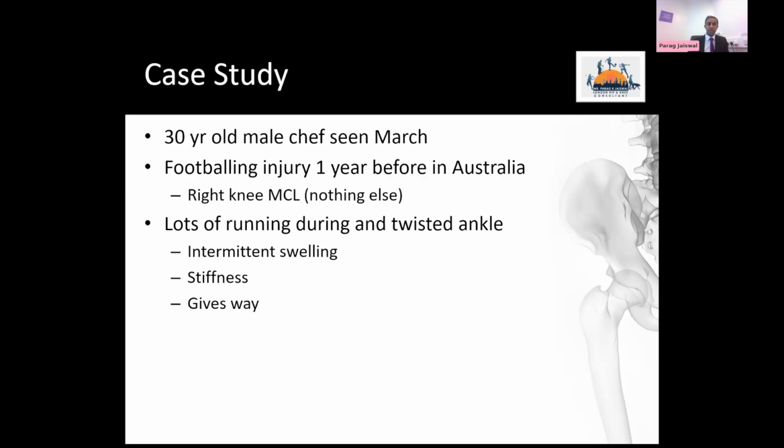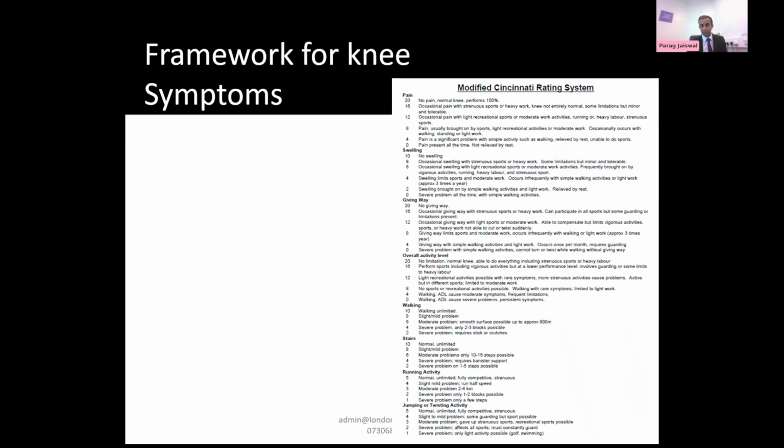He did lots of running and he sustained a twisting ankle injury as well as an injury to the knee, which then led to intermittent swelling, stiffness, and giving way. So if you go back to that, his modified Cincinnati score was 57. It's pretty low for a young, fit, active person.